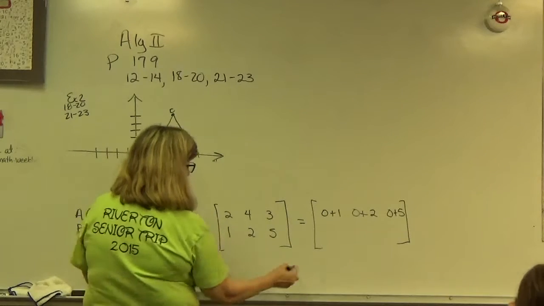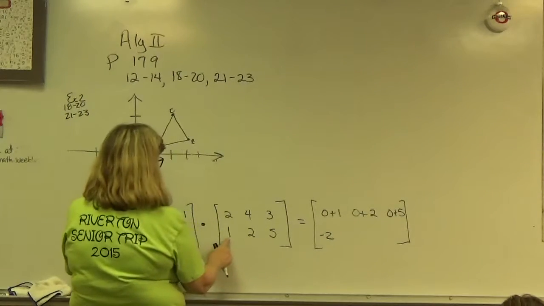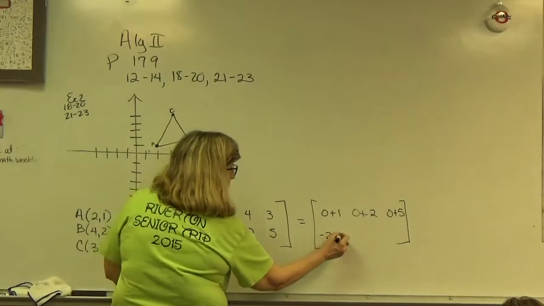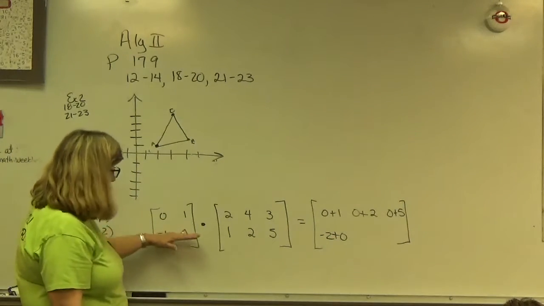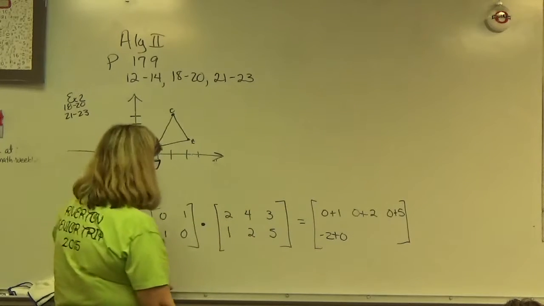-2 minus 1. Try that again. Oh, 0. Remember to move. Okay, Nicholas, let's try you. You get second row, second column.